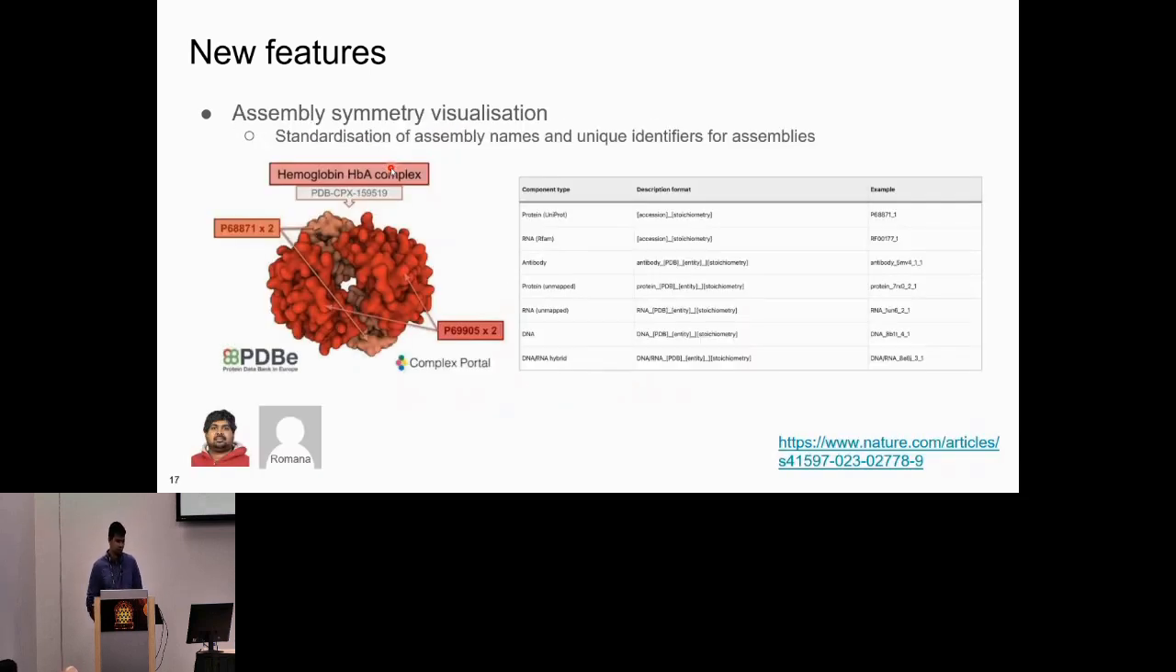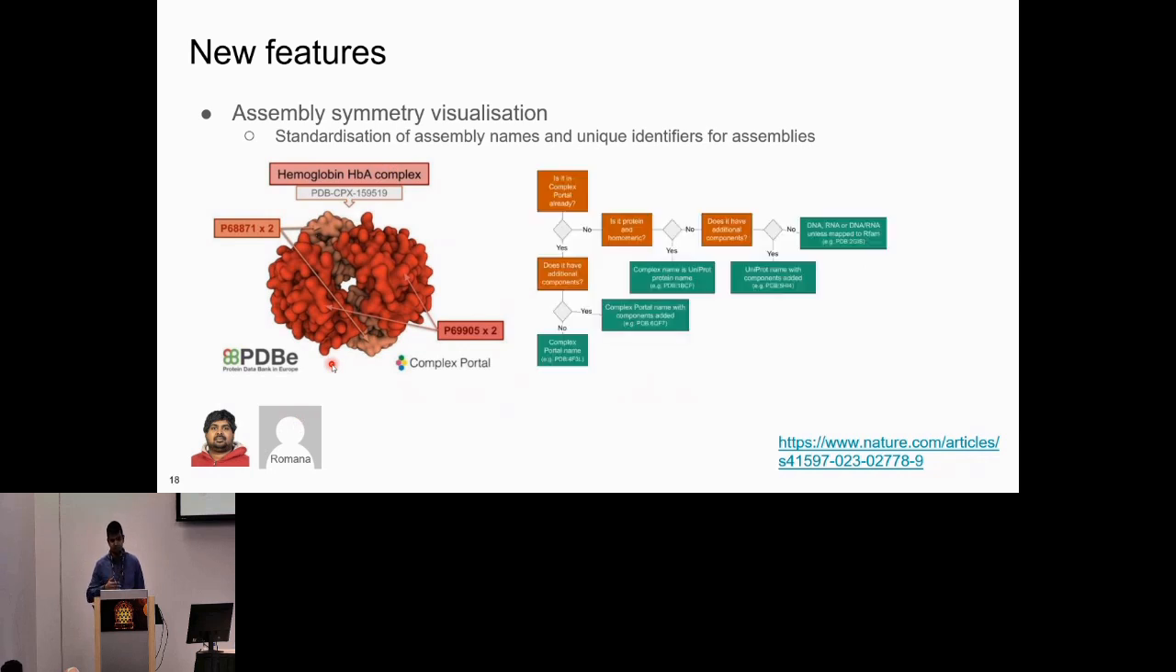Assembly symmetry visualization. So this is a story that goes a bit way back. It started by the standardization of unique identifiers for assemblies inside the PDB archive. This is work that was done by Shri and Romana. And they also created a pipeline for automatically naming these different complexes, these different assemblies.